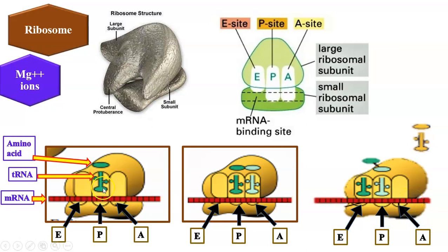And see the first transfer RNA which brought methionine. It was at the P site, it got shifted to E site. The second tRNA also brought the amino acid and it entered at A site. But when the ribosome shifted on the messenger RNA, the second transfer RNA got shifted from A site to P site. Now the A site has become vacant. So the third transfer RNA will come to the A site. By that time, the first transfer RNA will be released and again the ribosome will get shifted. So this is the function of ribosome.